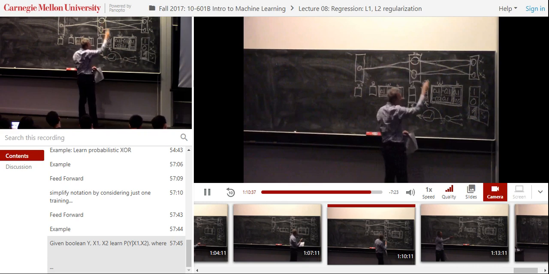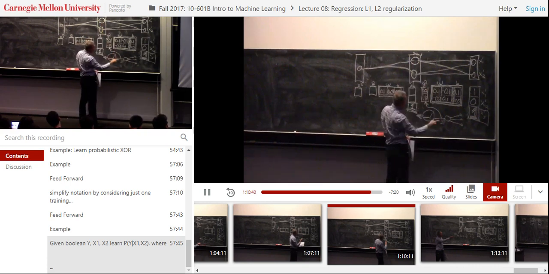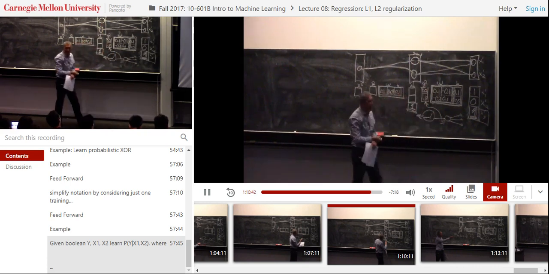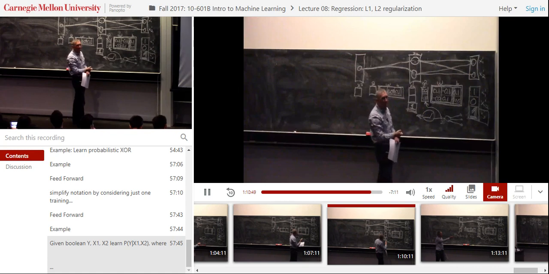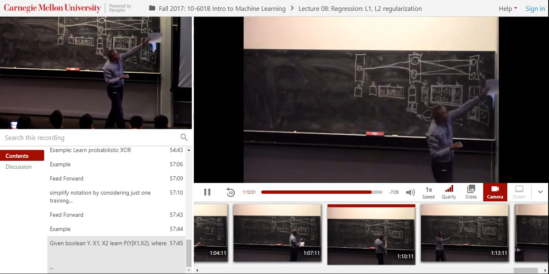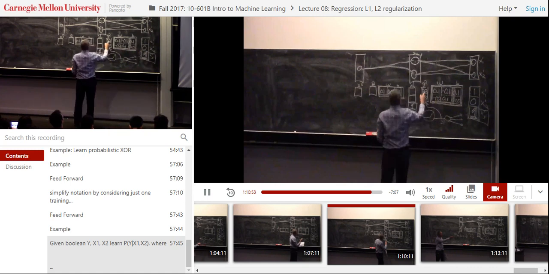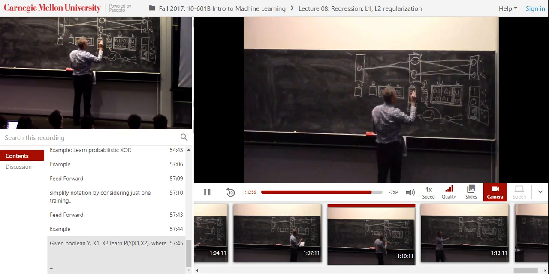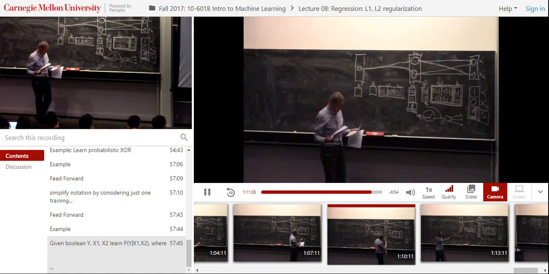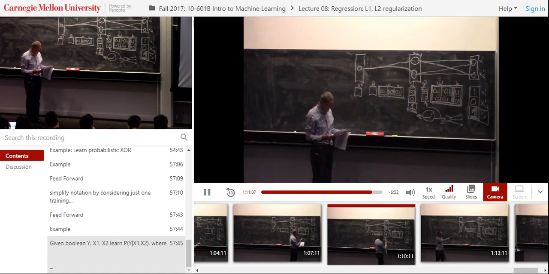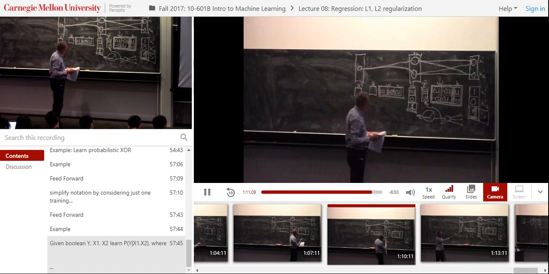For the top rectilinear unit, the value here is 0.2. For the bottom one, it's minus 1.5. And so what are the outputs? What's the output of the top rectilinear unit? It's just the max of 0 and it, so it's outputting a 0.2. This one, however, since it's negative, the max of 0 and this is 0.